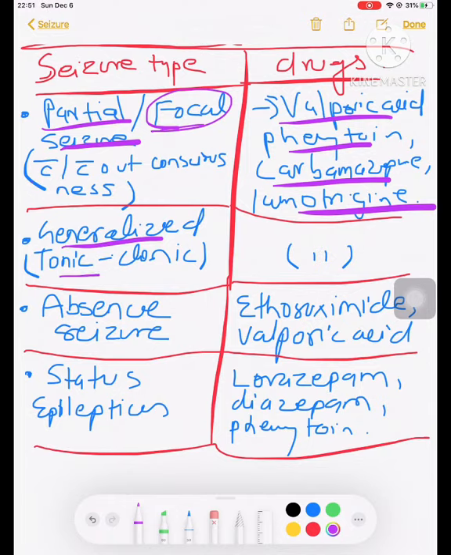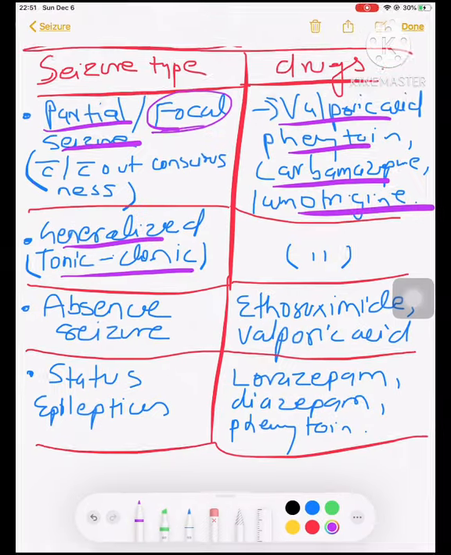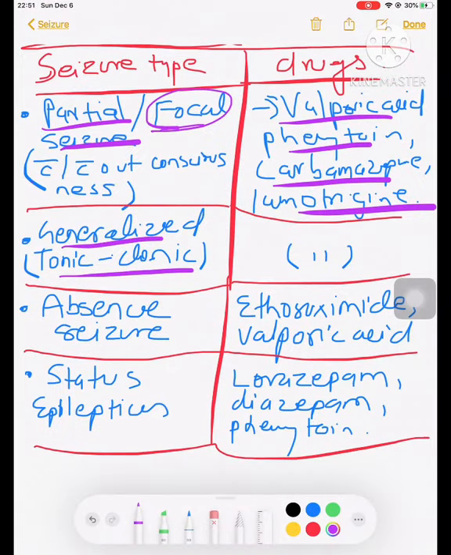Okay, mainly generalized tonic-clonic type. Okay, generalized means that its onset occurs within the whole of the brain. Okay, so tonic-clonic means that your body goes into a stage of tonic, that is increased tone, and it will cause spasm or rigidity of your whole body. And clonic stage means alternating movements, like a clonus. So your body will alternate between tonic and clonic stage. Okay, so what are the drugs? These are all drugs in this first category: valproic acid, phenytoin, carbamazepine, and lamotrigine.